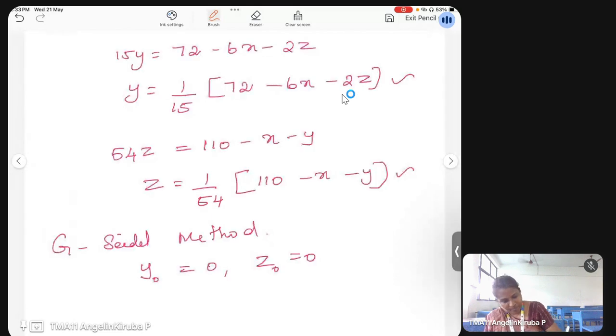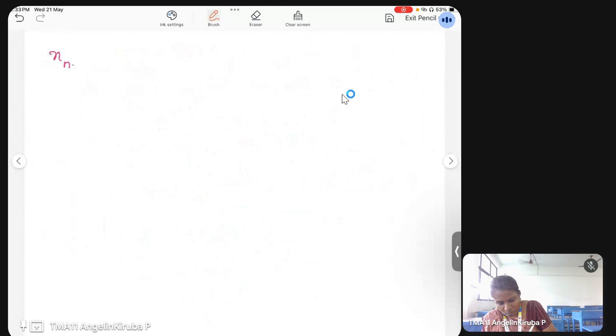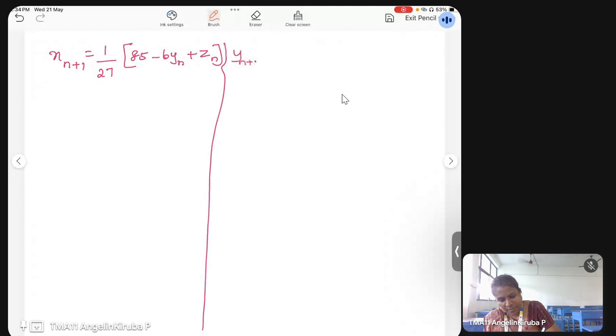So what will be your x equation? x n plus 1 is equal to 1 by 27 into 85 minus 6 yn plus zn. This is for x. And y n plus 1 is equal to 1 by 15 into 72. Here I am using the x value. So minus 6 times x n plus 1 and minus 2 times zn.